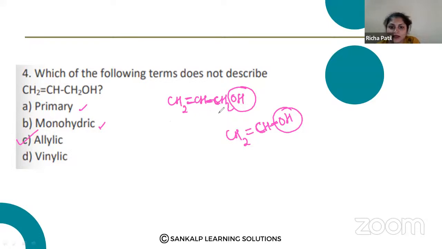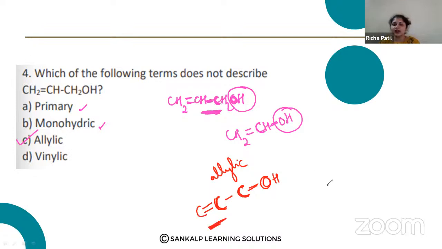So you can see the same structure, right? What do you mean by allylic? OH group is attached to a carbon which is next to a carbon which is having a double bond. Okay, so this is allylic. What do you mean by vinylic? OH group is attached to a carbon-carbon double bond. Okay, so this is vinylic group. So the correct answer is C. C is the correct answer.